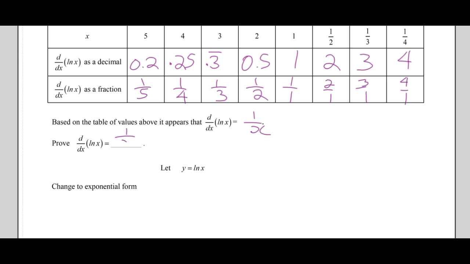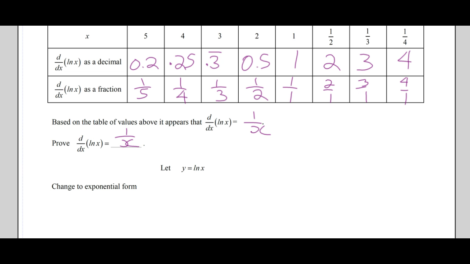Prove that the derivative of ln x is 1 over x. That's kind of a neat thing. So we've got the derivative of e to the x is e to the x. Like, really? It's its own derivative. And then we've got the derivative of ln x is just 1 over x.